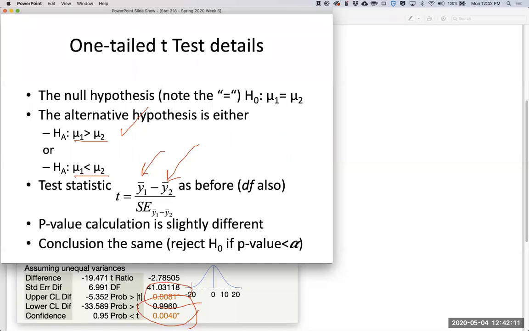The test statistic is the difference of the sample means, just like before. Degrees of freedom, just like before. The standard error, just like before. The p-value is only slightly different. The p-value is half of the former p-value. Your conclusion will, of course, be the same. If the p-value is less than alpha, you reject the null hypothesis. Otherwise, you continue to believe the null hypothesis.